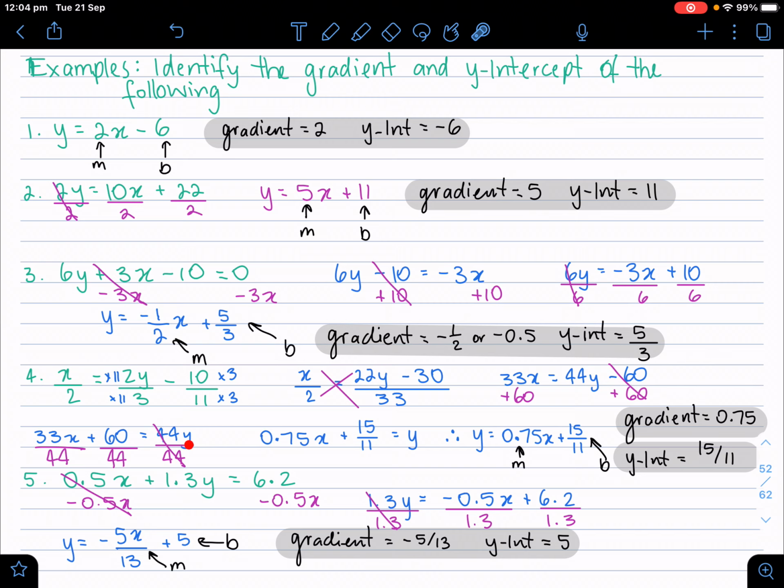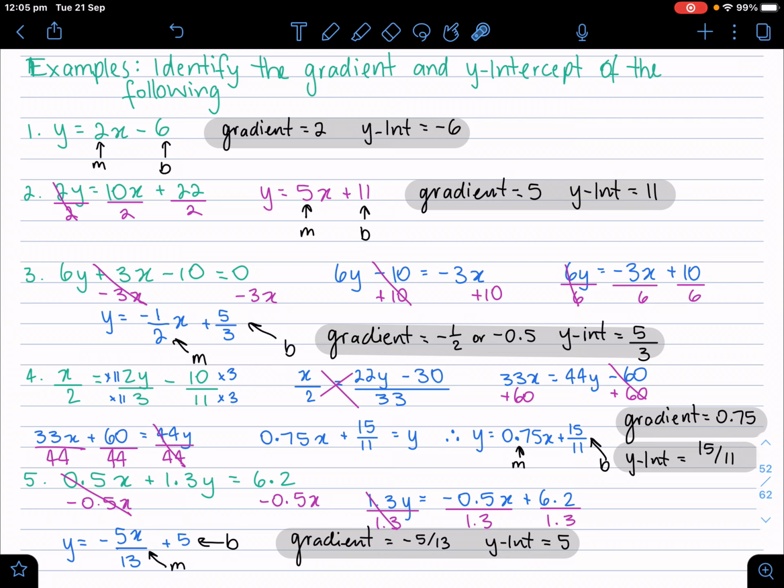So, just like we did in example 2, 44 times y, the inverse is divided by 44. And each element has to be divided by 44. When I do that, some of them turn into terminating decimals and some of them don't. So I leave them in their most appropriate, accurate form. So therefore, y equals 0.75x, or I can leave that as a fraction, plus 15 over 11. So my gradient is 0.75, and my y-intercept is 15 over 11. Make sure you pause this and write down the examples with your own steps and own notes next to it as you go through it.